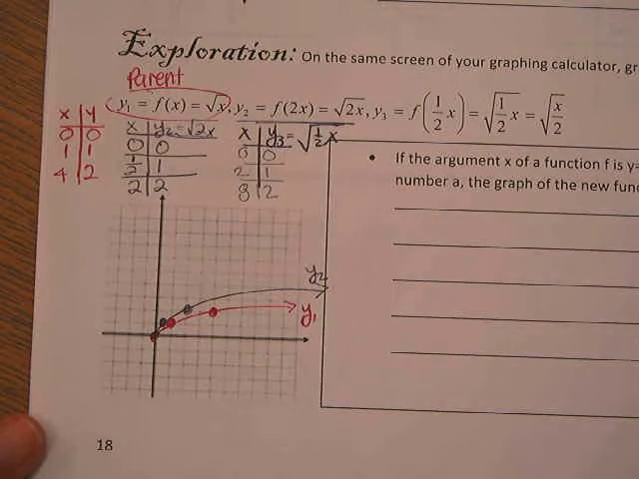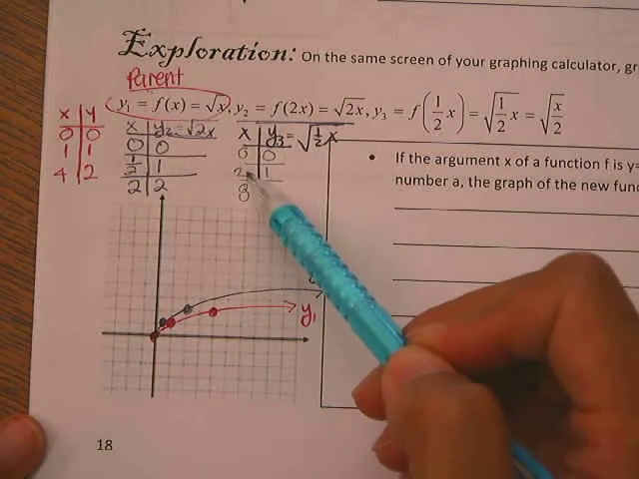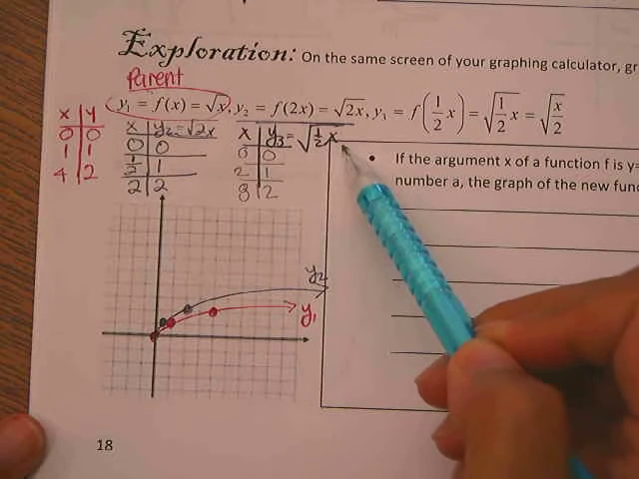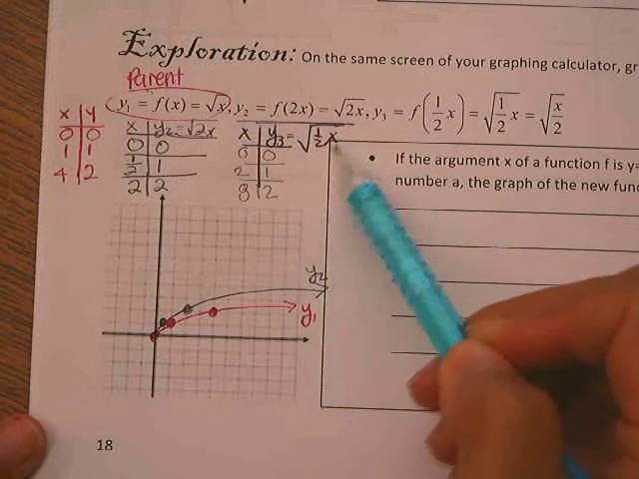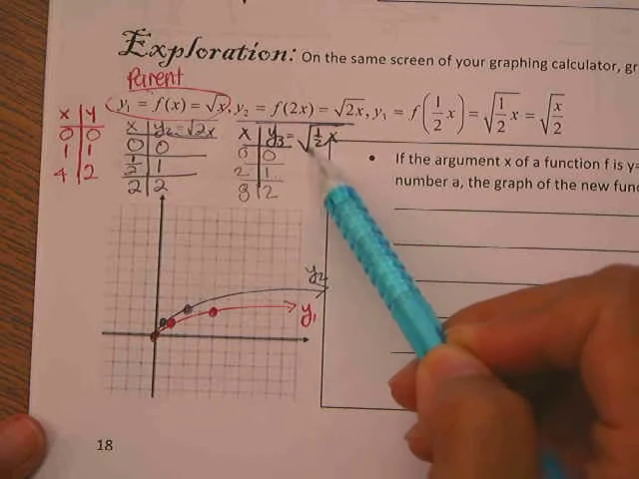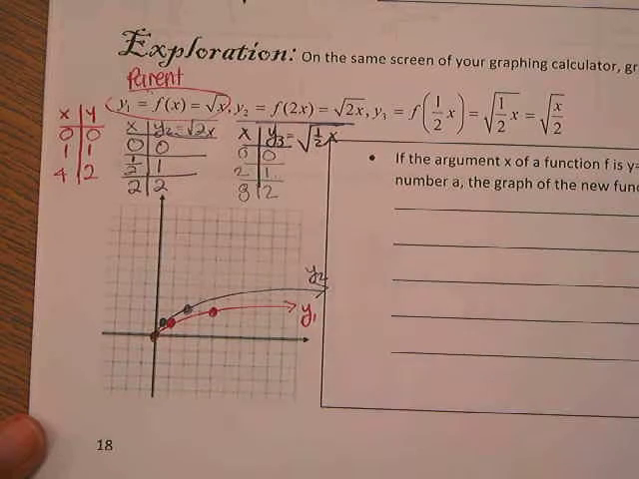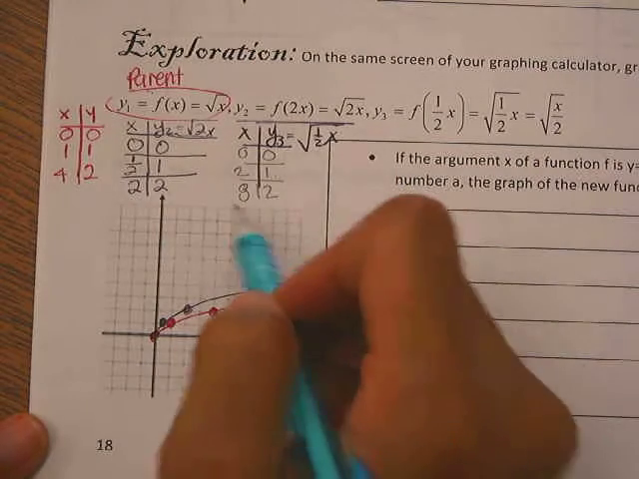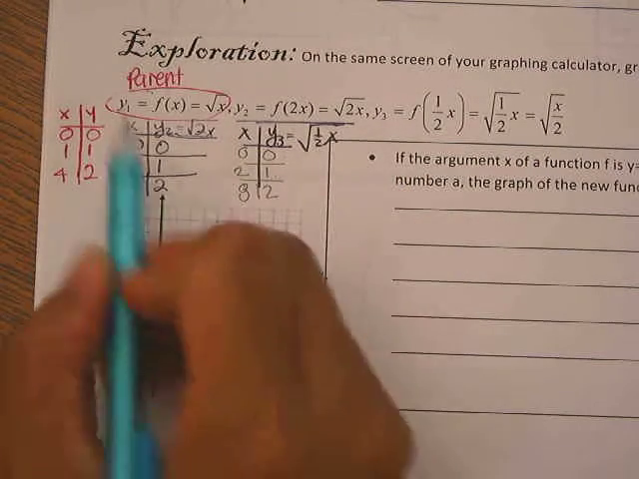Let's quickly check these two answers. So 2 times 1/2 is going to be 1. Square root of 1 is 1. 8 times 1/2 is going to be 4. Square root of 4 is going to be 2. Okay, so now let's compare this table with the parent.